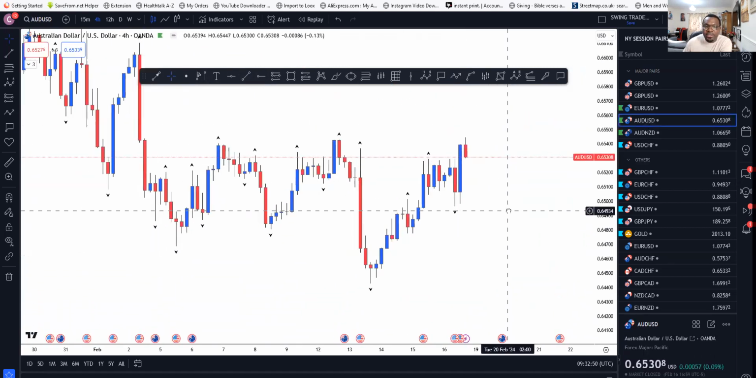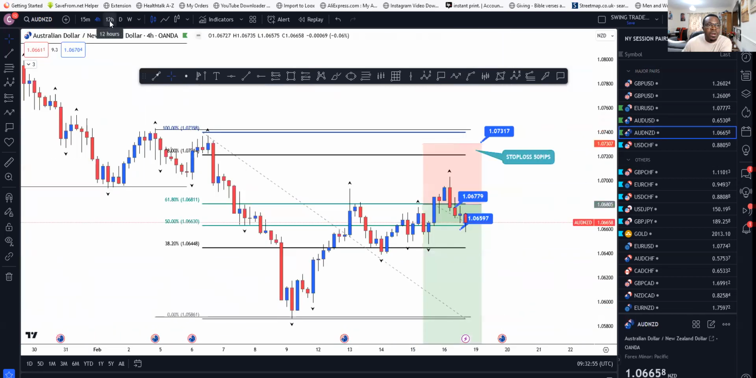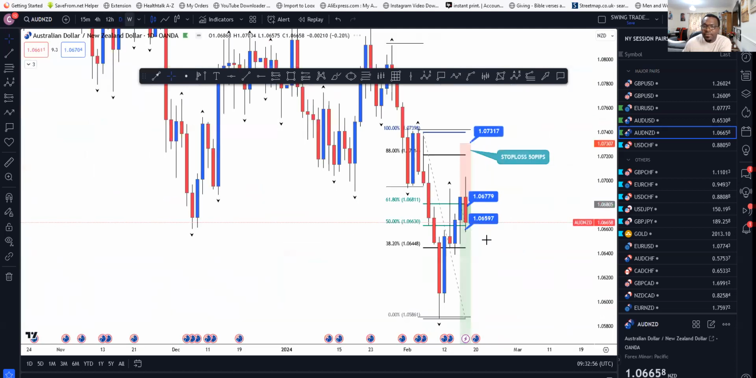Now we're looking at this. There's no trade setup here at the moment on AUDUSD. Sorry, let me go to the 4 hour time frame. 4 hour time frame.